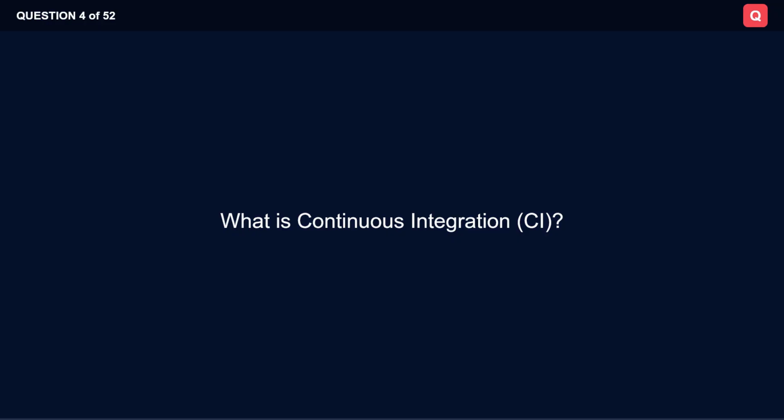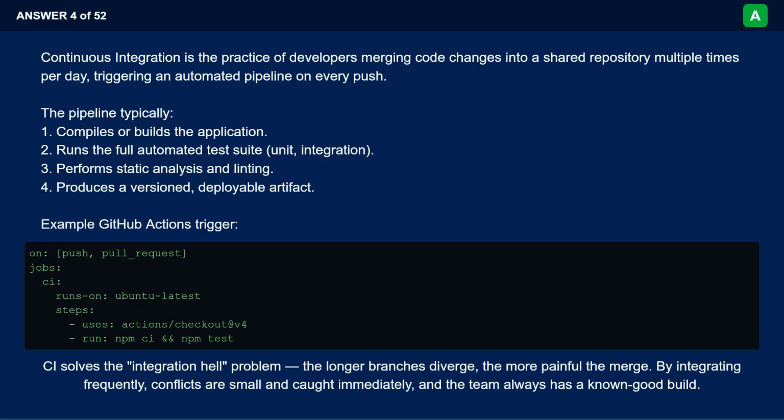What is continuous integration, CI? Continuous integration is the practice of developers merging code changes into a shared repository multiple times per day, triggering an automated pipeline on every push. The pipeline typically: 1. Compiles or builds the application. 2. Runs the full automated test suite, unit and integration. 3. Performs static analysis and linting. 4. Produces a versioned deployable artifact.